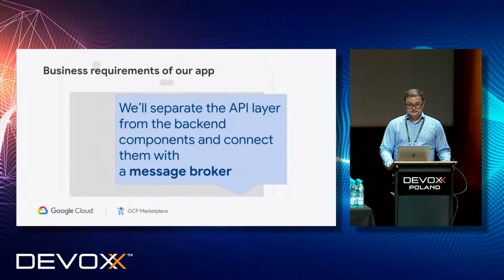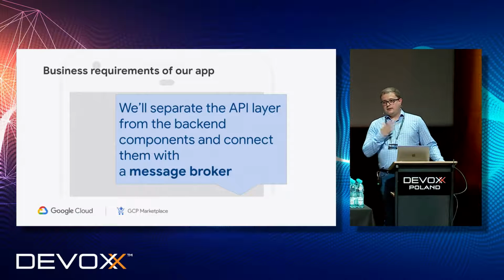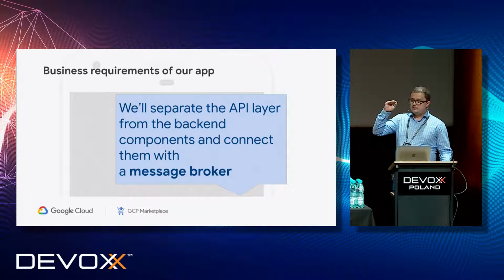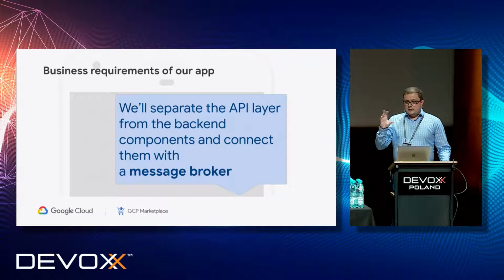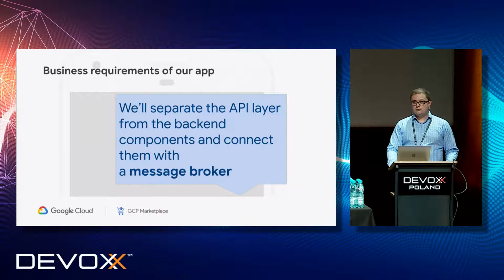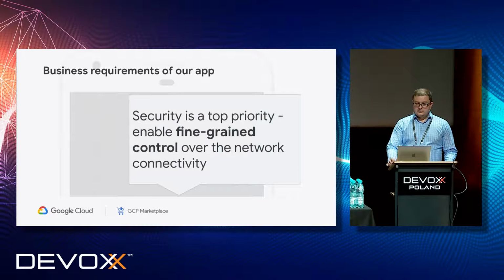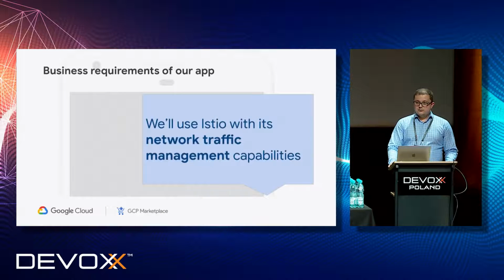This is very common. And then what we could do to achieve one of those requirements is actually to separate the front-end layer from the backend layer, connect them through a scalable transport system like a message broker, and have them scalable independently. So security is a top priority, like almost in every company, in every enterprise. So what we could do, we could run Istio to manage the network traffic.